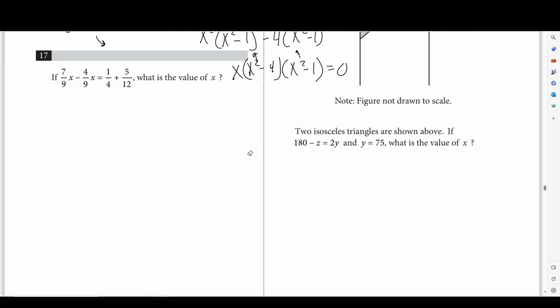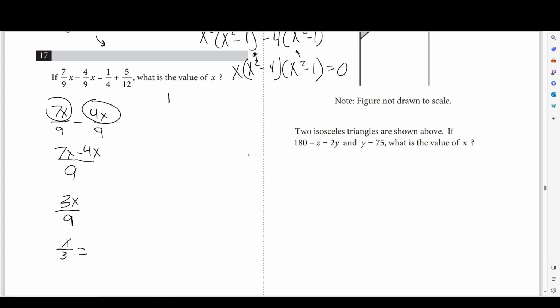So now we're moving on to number 17. It says that if 7 over 9x minus 4 over 9x is equal to 1/4 plus 5 over 12, what's the value of x? So I'm going to rewrite this as 7x over 9 minus 4x over 9. Remember that since they have the same denominator, I can combine my numerators over the same denominator. So I have 7x minus 4x, and because they're both x, I can just combine like terms. I'm left with 3x over 9, or just 1/3 x, or x over 3 because it simplifies.